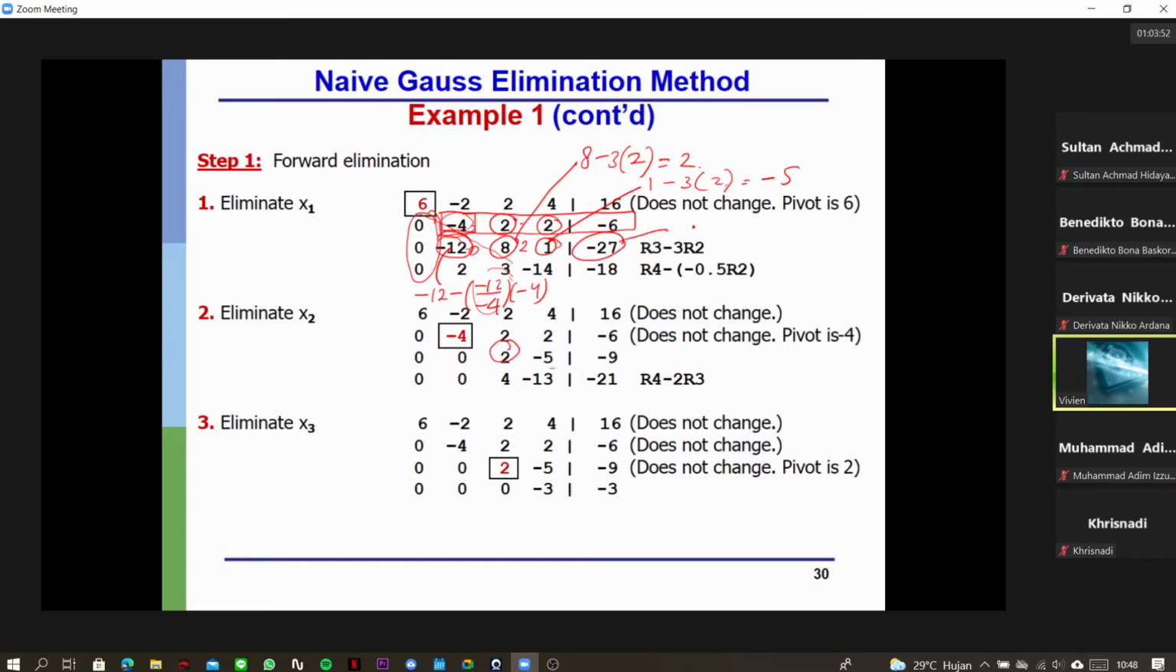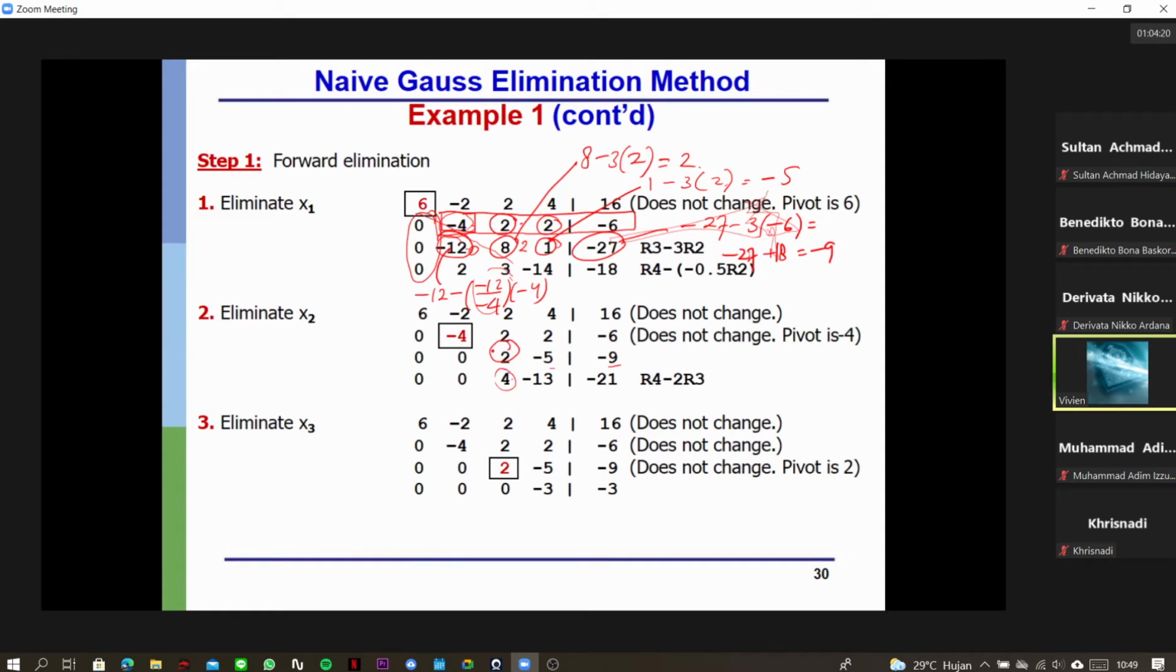Last, on the right hand side, we have minus 27 minus 3 times minus 6. Minus 3 times minus 6 will be positive 18. And this is minus 27. So that will be minus 9. So here we have minus 9. So it's correct already. Now we need to make 0 here.